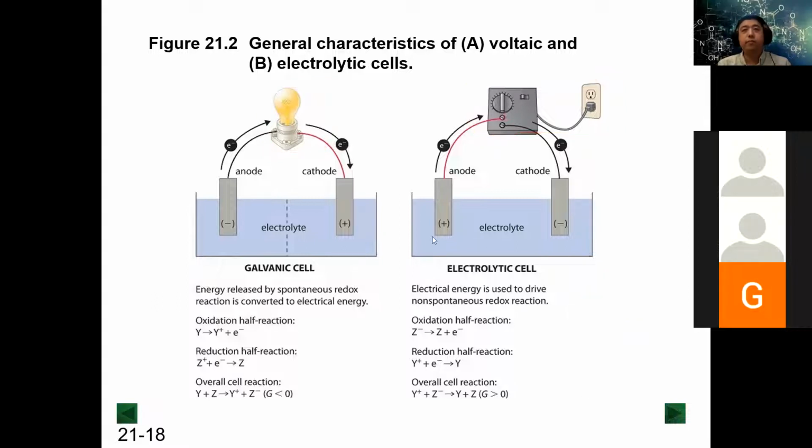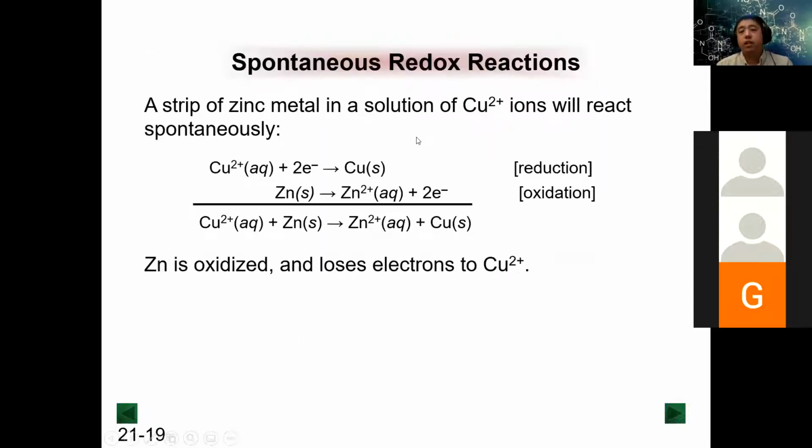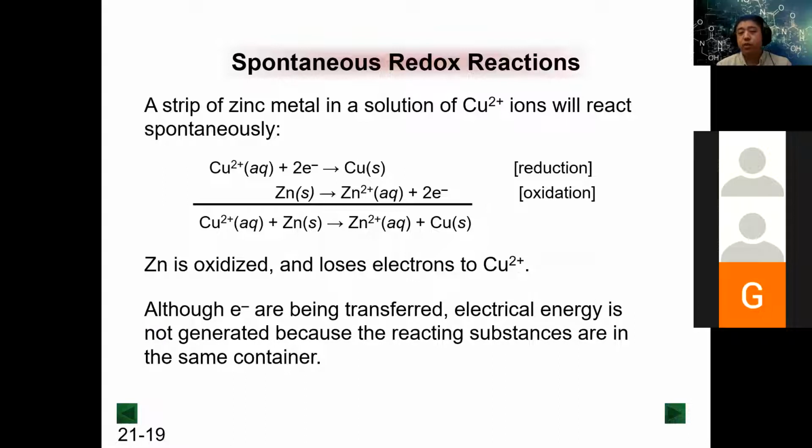So let's continue. We're going to talk a little bit about the spontaneous redox reactions. The main one we're going to focus on is your voltaic cells, because we always want to use or find a way to extract energy for our benefit. We don't want to have to put in energy when we can try to extract the energy. So we're always going to look at the spontaneous reaction, things that will move forward on their own, and we can extract the energy in the process.